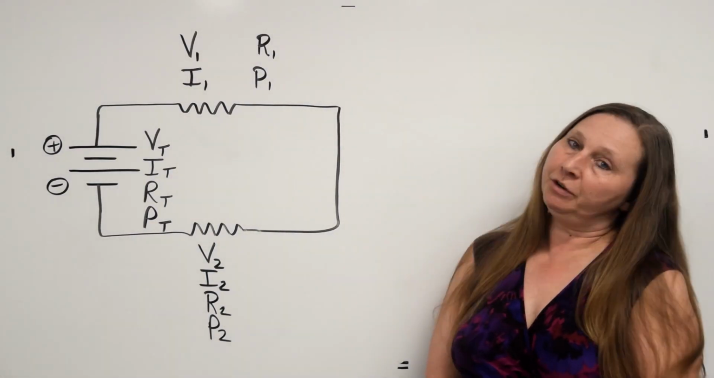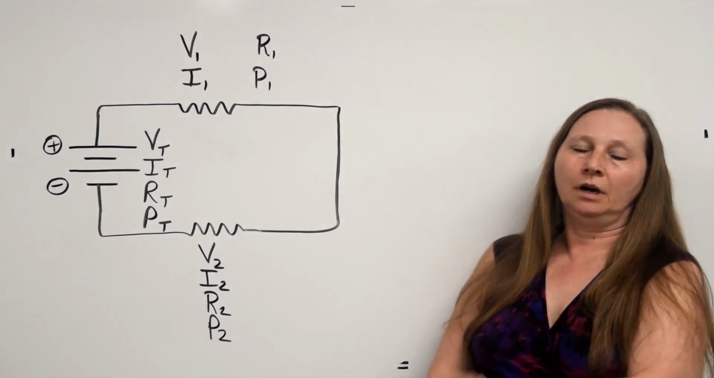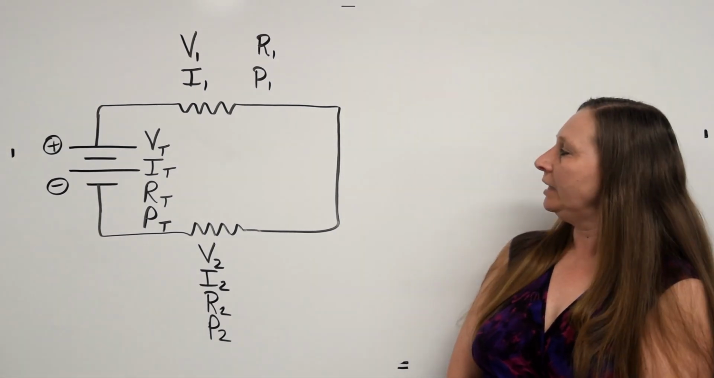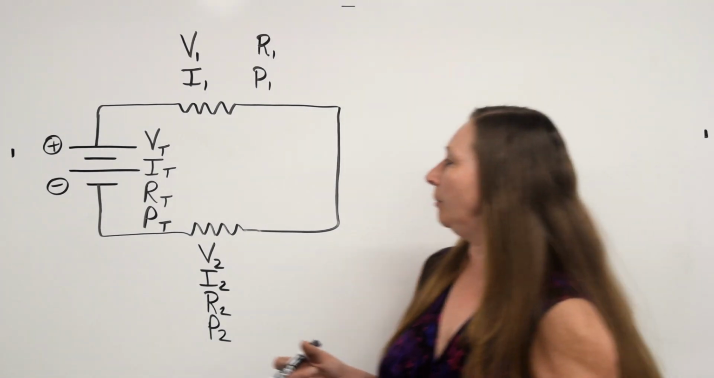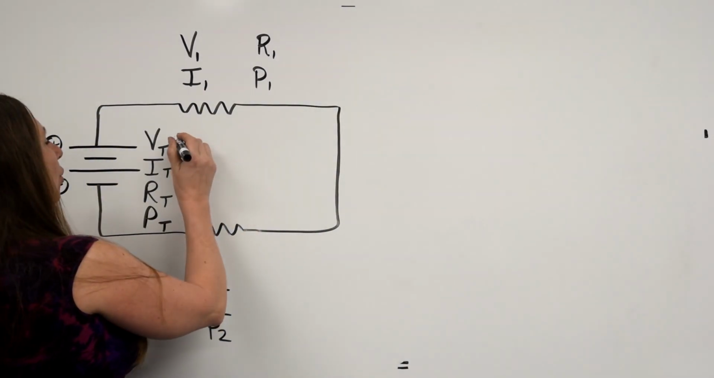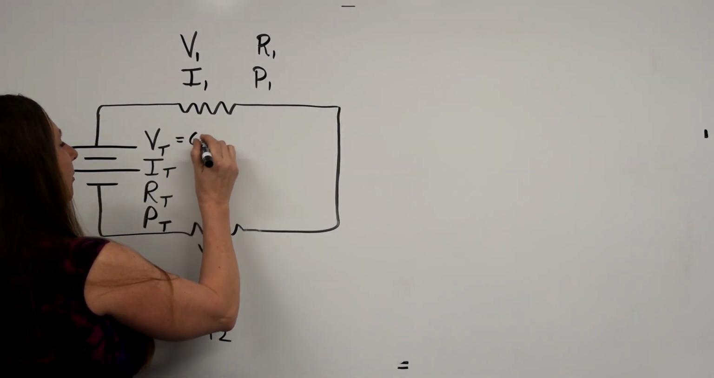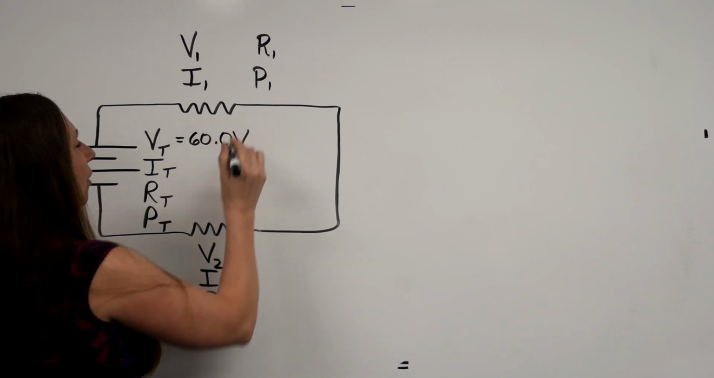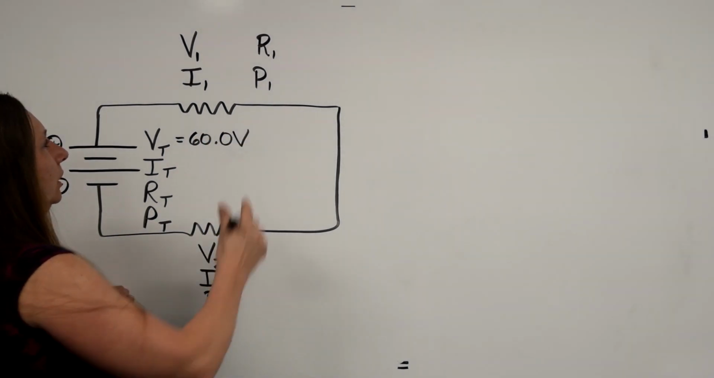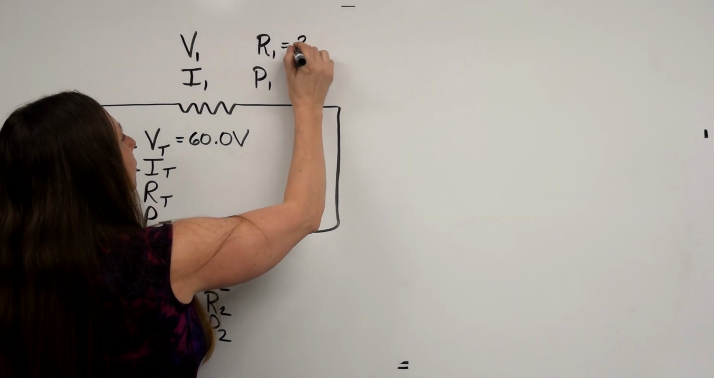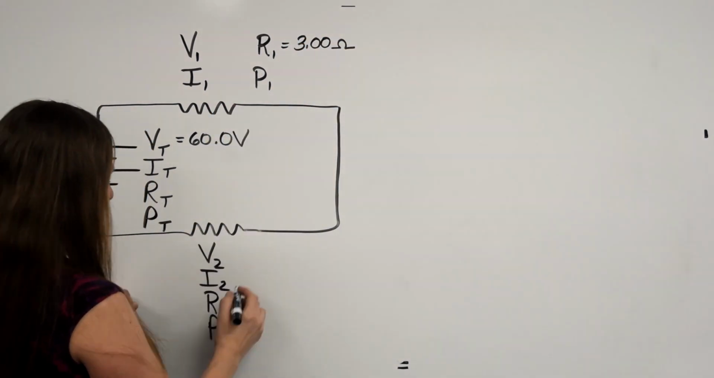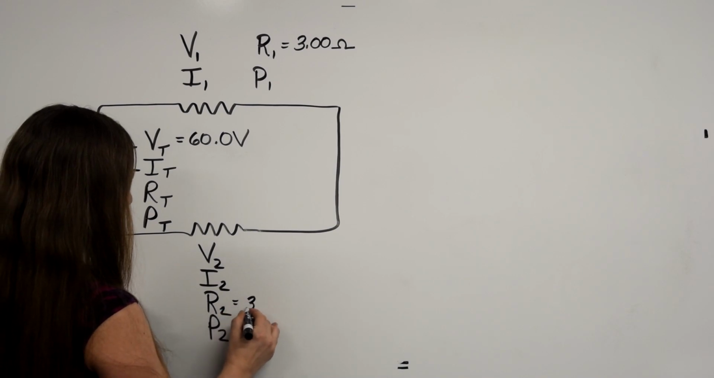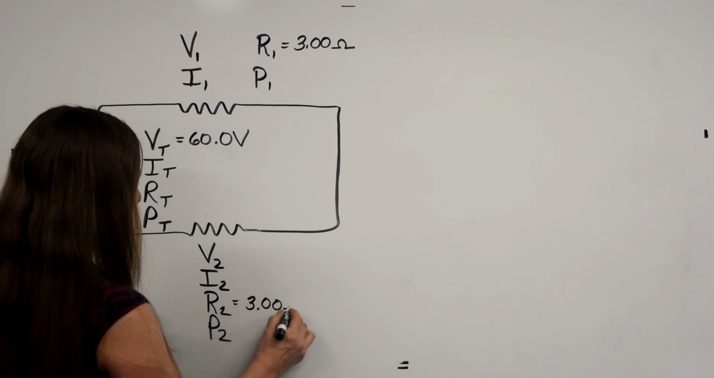We're back to the series circuit problem that we started a couple of minutes ago. Now let's again fill in the information that we were given at the beginning of the problem. They told us that the total voltage, that's the voltage in the battery, was 60 volts. We were also told that each resistor was 3 ohms. So R1 and R2 are each 3 ohms.